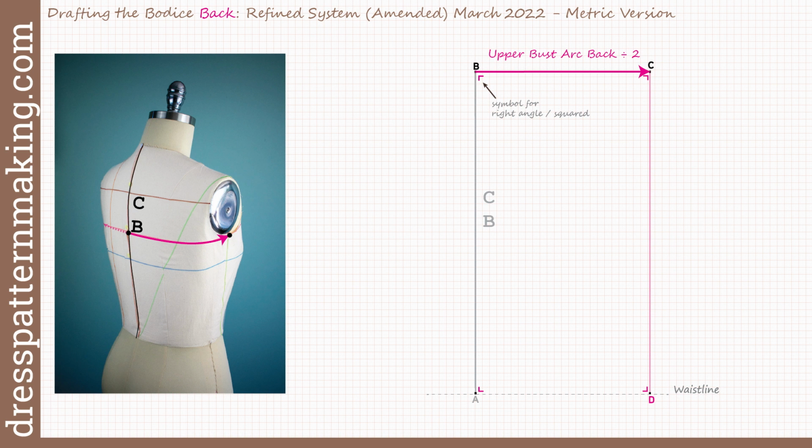Using that measurement, measure across from point B in a straight horizontal line, making sure it's at right angles to the A to B line, and mark point C. Then finish the rectangle, drawing a line from C back down to the waist, and mark point D. Make sure all the corners are right angles. Now, to be clear, this is just the body measurement, no ease. We will add the ease right at the very end.